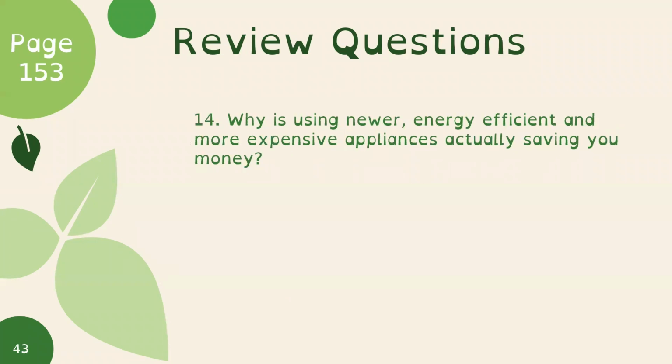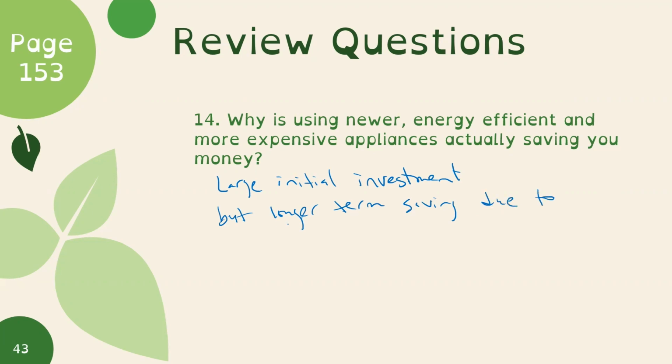Number 14, why is using newer energy efficient and more expensive appliances actually saving you money? So it's a large initial investment, but long-term savings due to lower energy costs, like hydro. So if anybody has ever received a $700 hydro bill, that being less because you've been able to improve your furnace or improve your insulation makes a really huge difference in the long run.